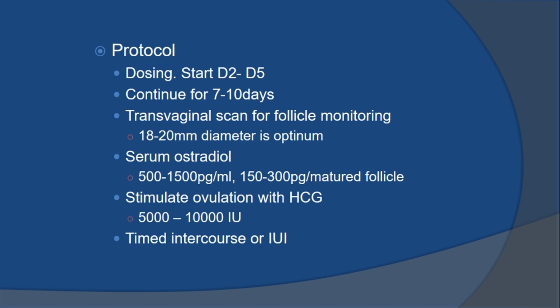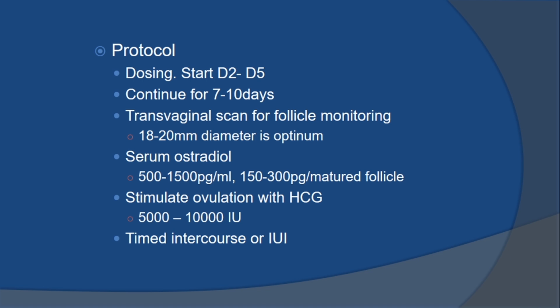Several protocols for ovulation induction with gonadotrophin are available, but usually people start from day 2 to day 5 and continue for 7 to 10 days. Transvaginal ultrasound is done to monitor the follicular growth until you have a diameter of 18 to 20 millimeters for the dominant follicle. That's when you can trigger with the administration of HCG, and then you can time intercourse after that or perform an IUI, 36 hours later.